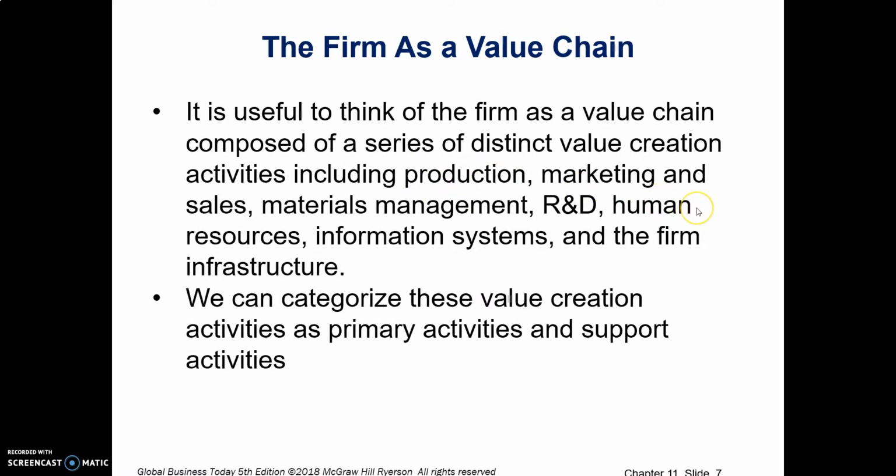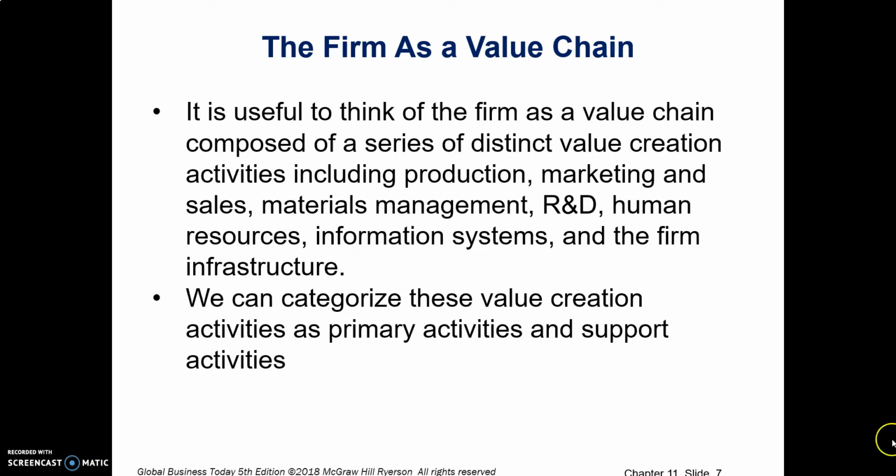The firm as a value chain. It is useful to think of a firm as a value chain composed of a series of distinct value creation activities, including production, marketing and sales, materials management, so supply chain management, research and development, human resources, information systems, and the firm infrastructure. So we categorize those 2 ways, basically, as primary activities and support activities. So this part would be important to know for some multiple choice type questions.